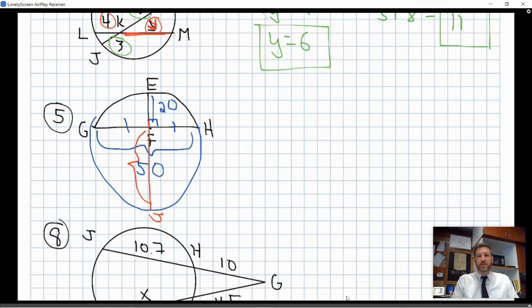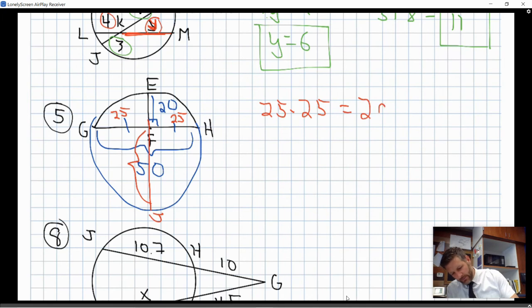So can we use the chord product theorem? Well, let's see. Do we know GF and FH? Yes, we do. If the whole thing is 50, then that means this must be 25, and this must be 25. So we can start that off. 25 times 25 has to be equal to 20, which is EF, times this piece right here. We'll call that X. So 20 times X. And then once we know that X, we'll be able to find the actual diameter.